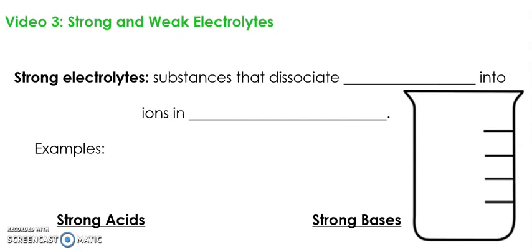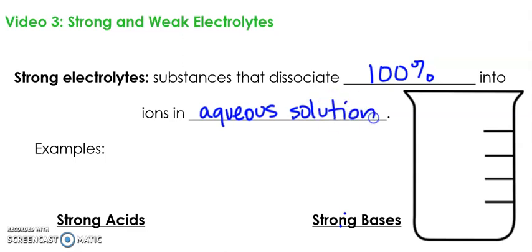This video is on strong and weak electrolytes. So remember that an electrolyte is a compound that will dissociate into ions and then it will conduct electricity. So a strong electrolyte is a substance that dissociates 100% into ions in aqueous solutions. So, meaning every single ion will be separated. Like none will stay together with like a cation and an anion.